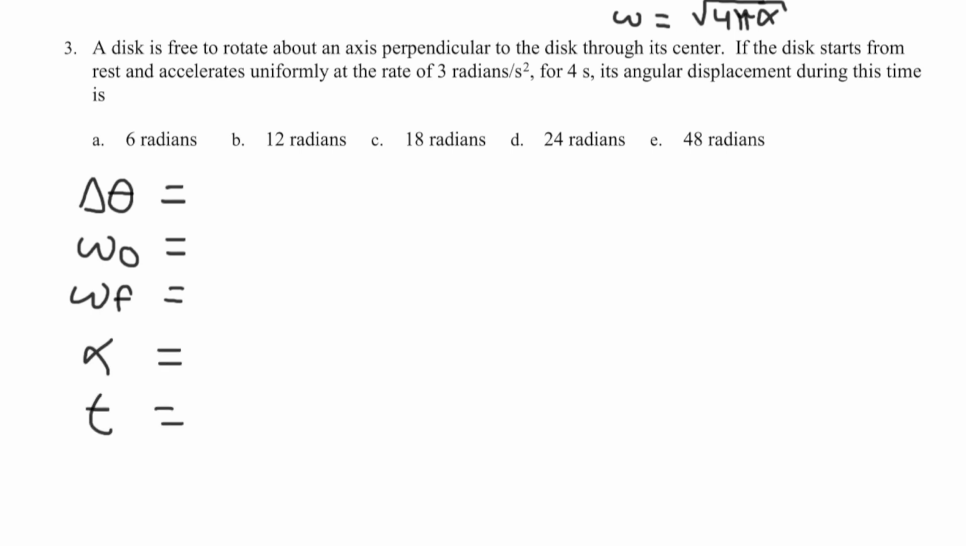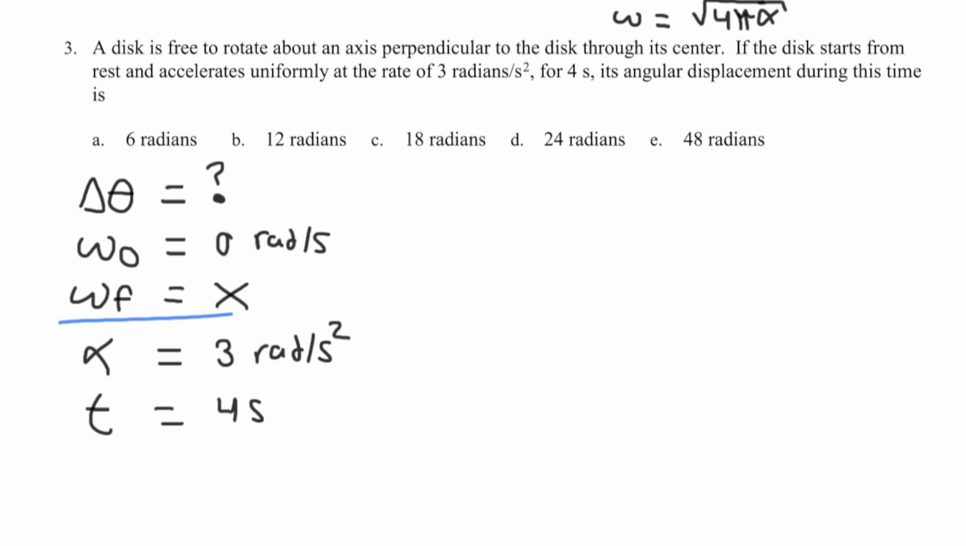Well, we don't know the angular displacement. That's what we want to find. We know that we start from rest. We're not given omega final. The angular acceleration is 3 radians per second squared, and the time is 4 seconds. So this means that we're going to use the kinematics equation that does not contain omega final, and that's just going to be our typical displacement time equation.